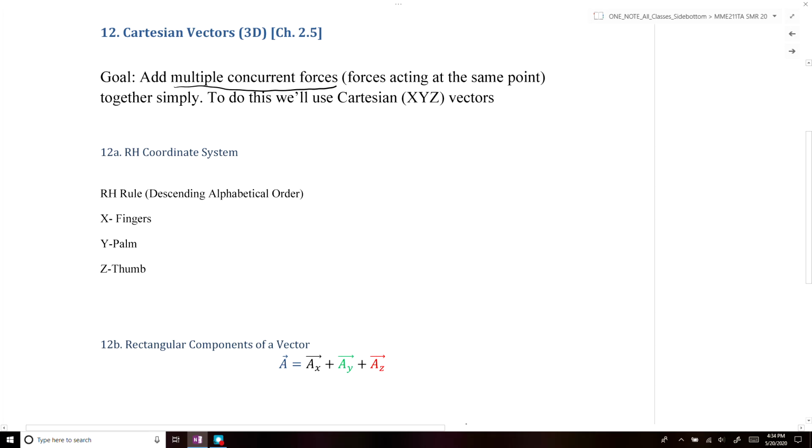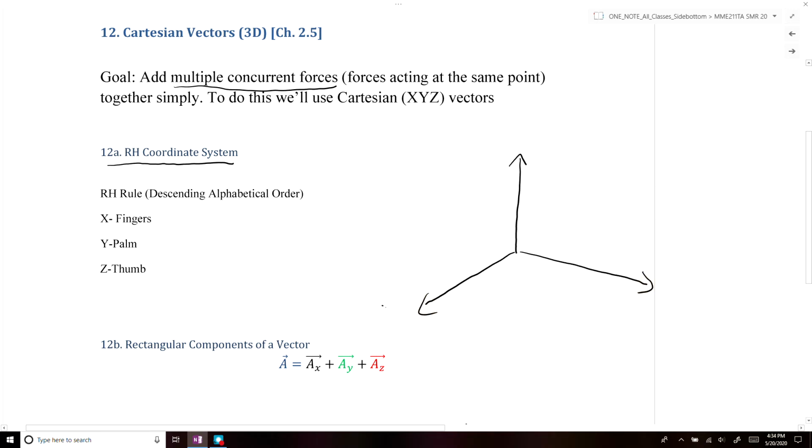In order to use Cartesian vectors, we need to define our coordinate system first. We will always use, in this course and in most engineering courses, a right-handed coordinate system. A right-handed coordinate system will have 3 axes.